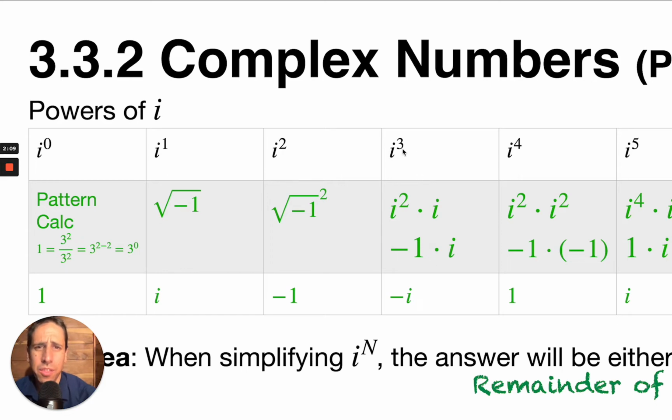So what is i to the third power? Well, i times itself 3 times would be i squared times i to the first power. And we know what i squared is. That's -1. So when you simplify this, i to the third is just -i.